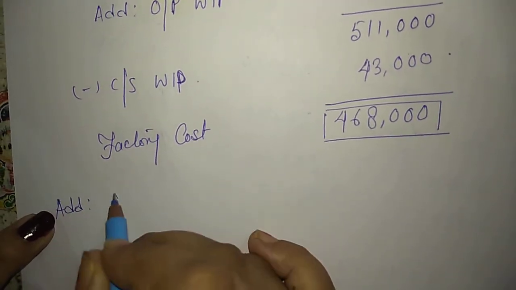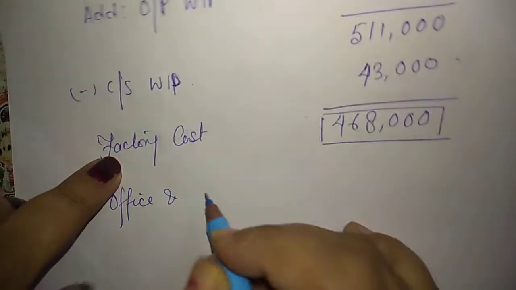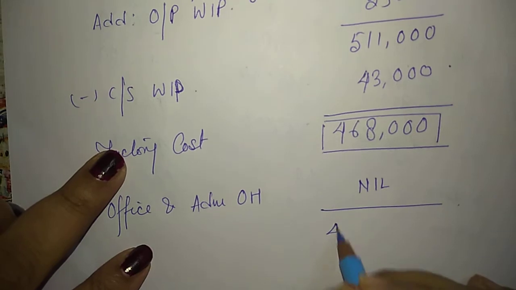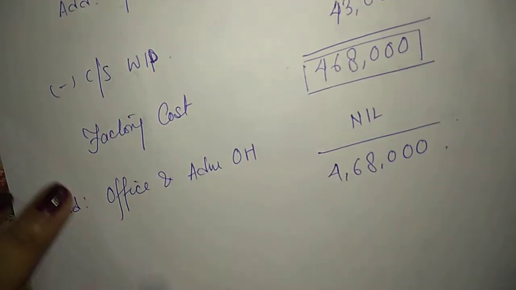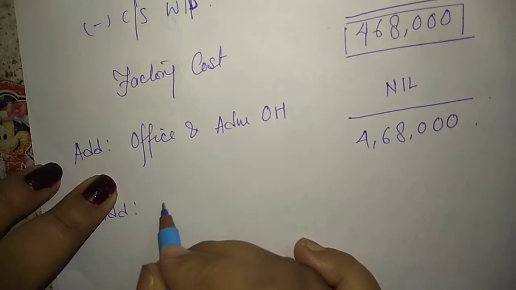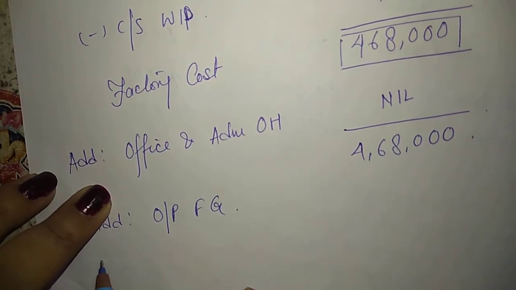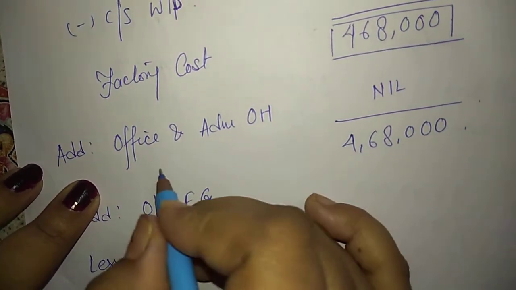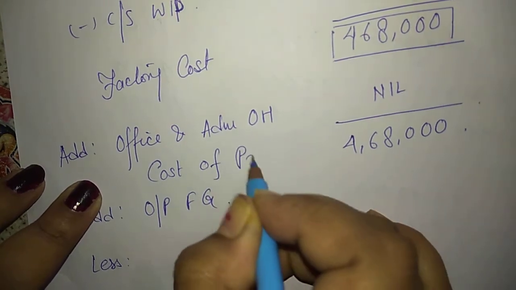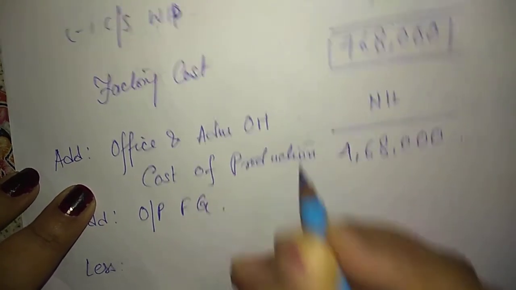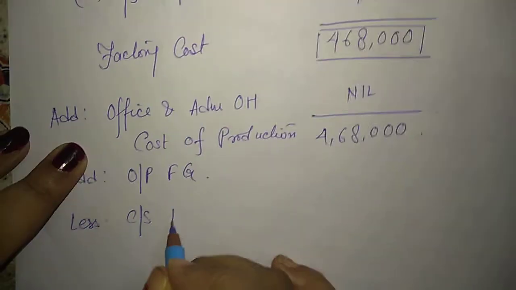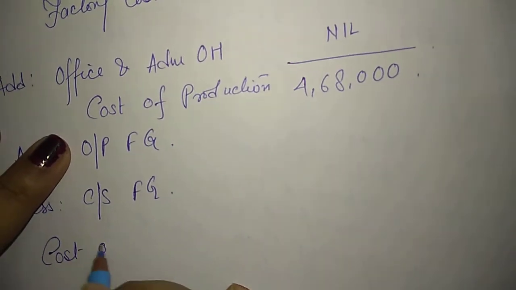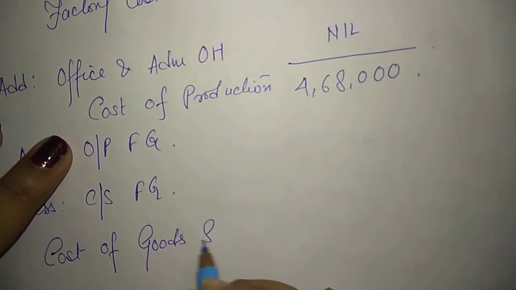Then the factory part is over. Now comes the office and administration overhead. As far as I remember, nothing is mentioned in the sum. So after I have added opening WIP and deducted closing WIP, I need to add opening finished goods less closing finished goods. What I have got is cost of production. This is my entire cost of production. After adding opening finished goods and deducting closing finished goods, what I get is cost of goods sold.